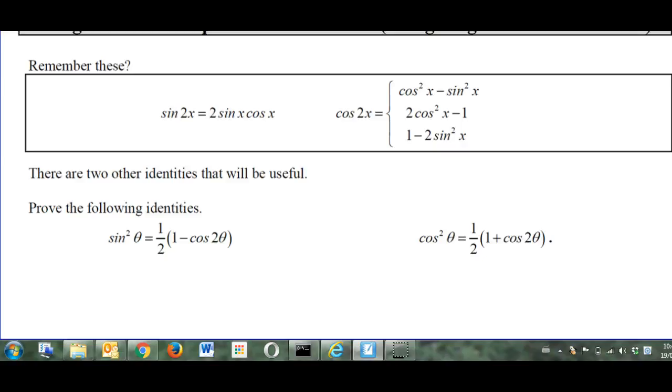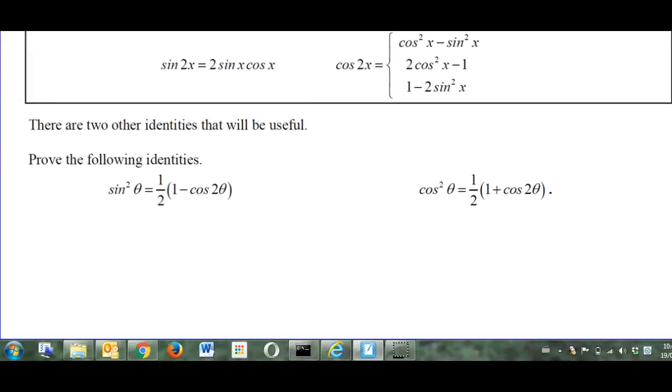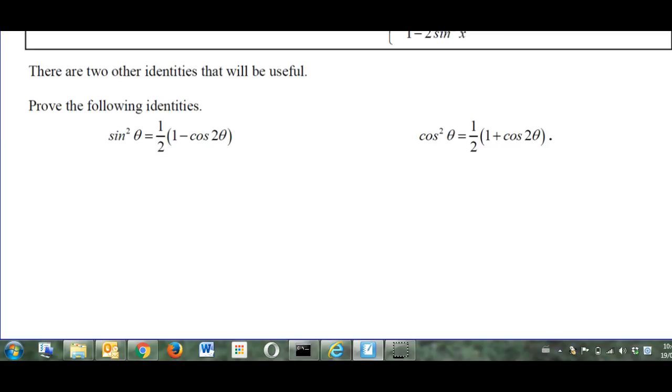Sine squared theta is 1/2 of 1 minus cos 2 theta. Now it's asking you to prove that, or I suppose verify that. So we'll just work the right hand side and see if we can come up with a sine squared theta. So the right side is equal to 1/2 of 1 minus the cos of 2 theta.